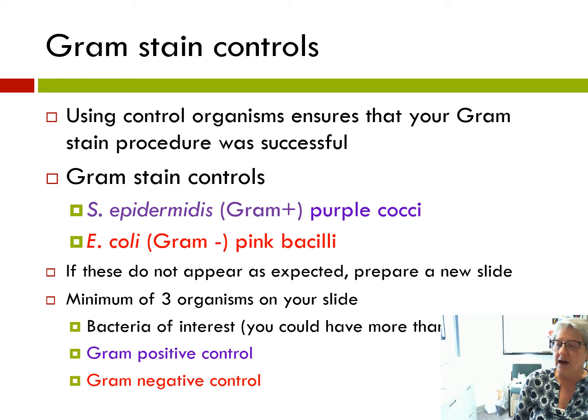So if these do not appear as expected, when you view them under the microscope, you need to prepare a new slide. So in making your slide, you typically have a minimum of 3 organisms on your slide. Your bacteria of interest, the gram-positive control, and the gram-negative control.